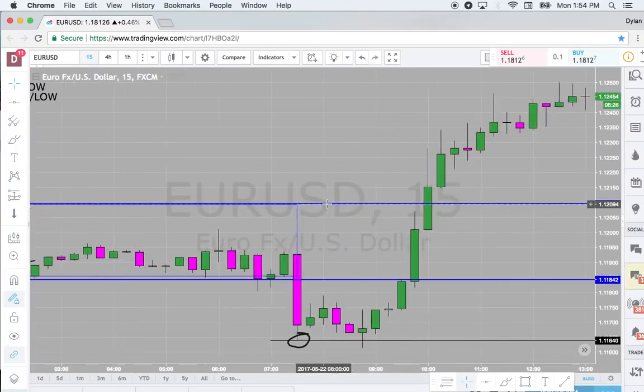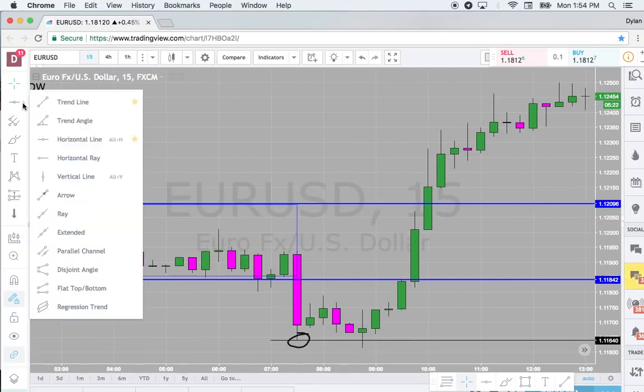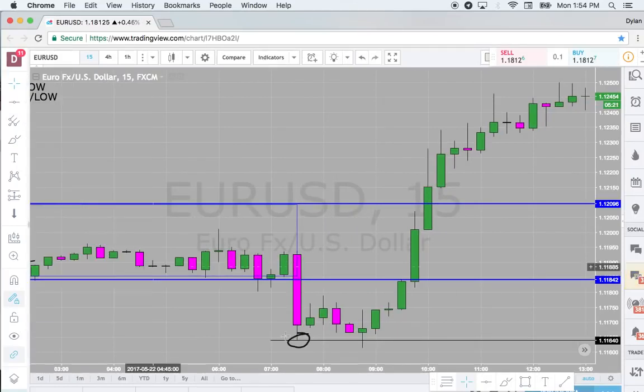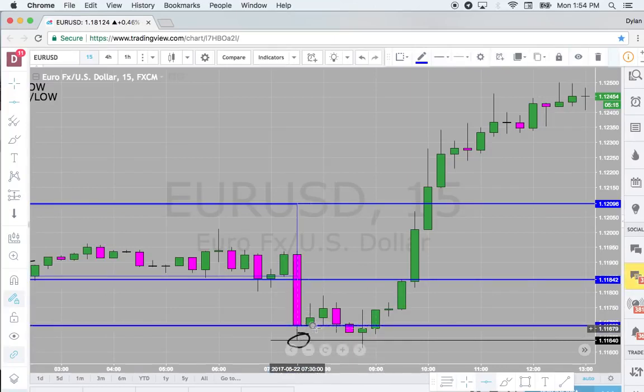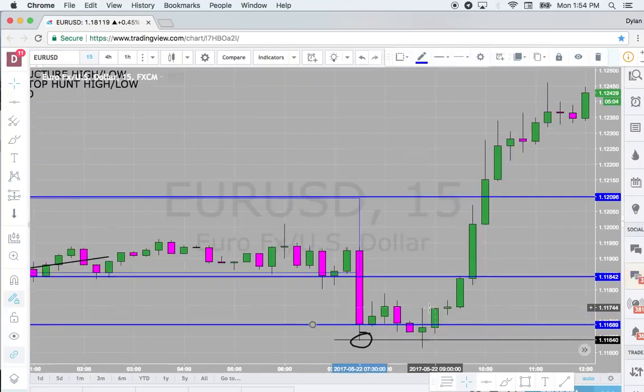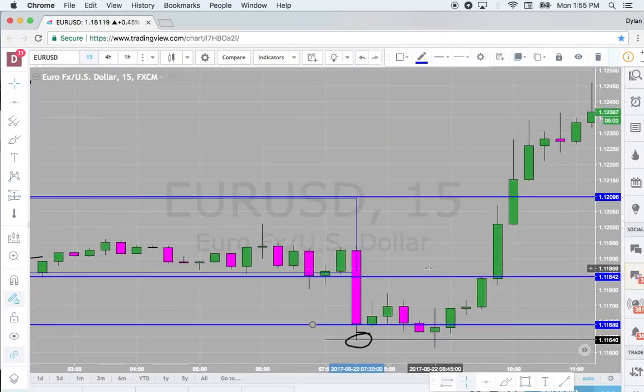Well, what we notice here is, let's say we're using support and resistance. Let's say this is a support line, correct? Price came down and bounced off of this support. Okay, we're using retail trader terms here.